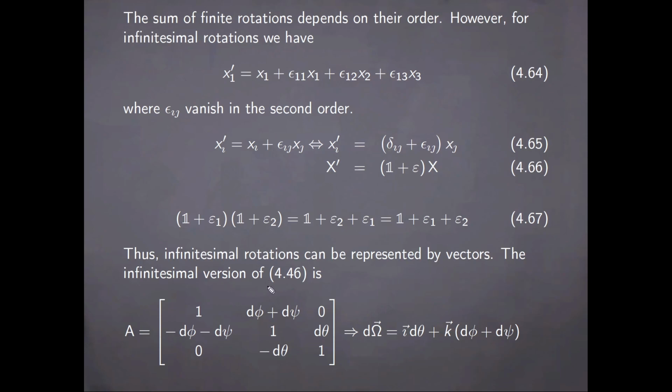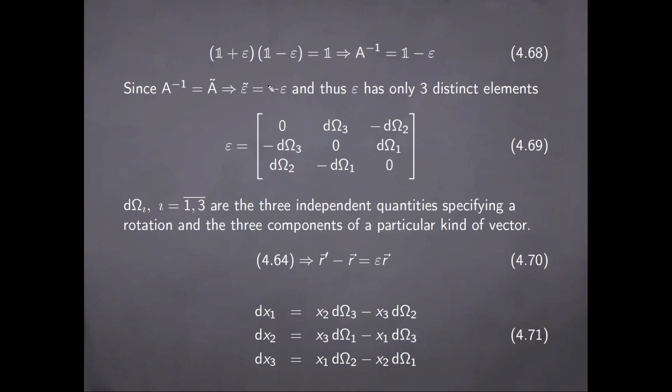The infinitesimal version of the general transformation matrix 446 is given here, and we will see shortly that to this there can correspond a vector having these components, and it will make sense right away why we would write it in this specific form. First of all, observe that the particular matrix product here is equivalent with the identity matrix, so therefore the inverse of the matrix A defined to be 1 plus epsilon is simply 1 minus epsilon.